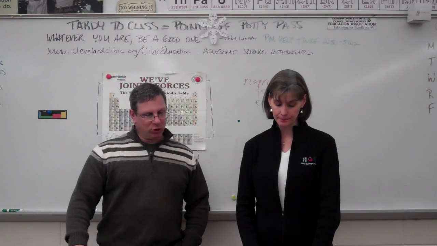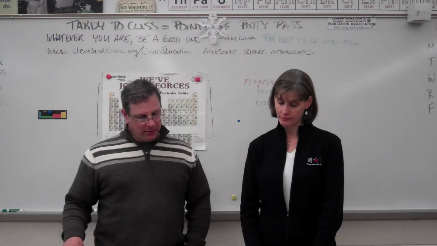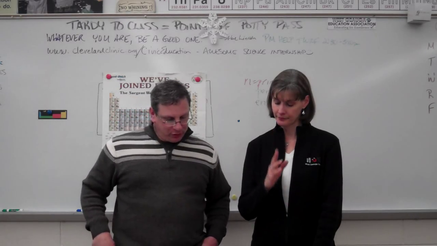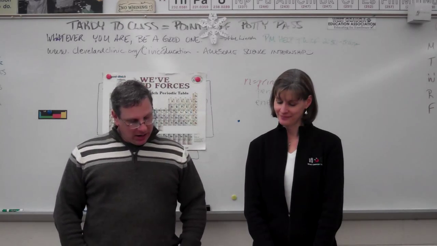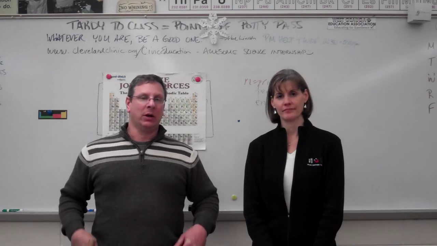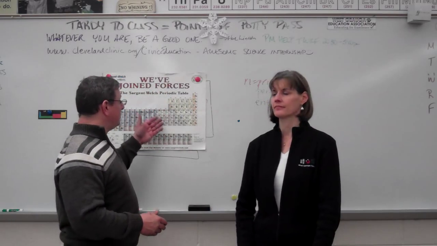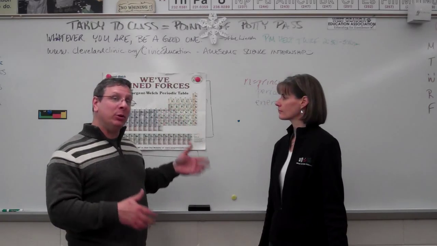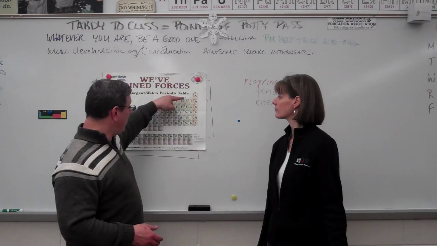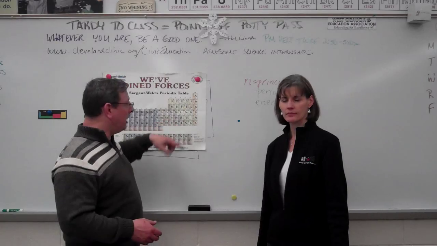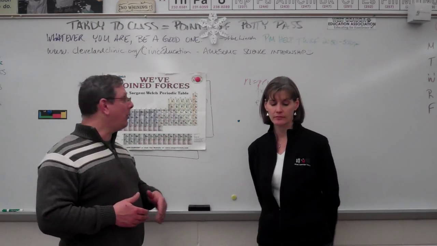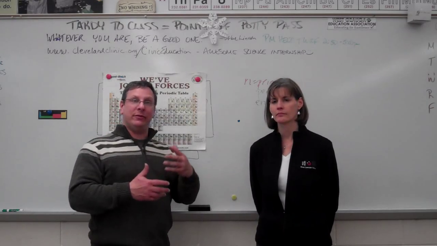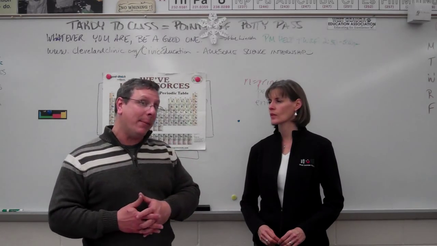Number 15. What do groups or columns, both verticals, represent on the periodic table? Well, sometimes we call these families of elements, because they have very similar properties. And for example, oxygen's family behaves in a very particular way. Or the halogen family, they have a very similar, predictable chemical behavior.